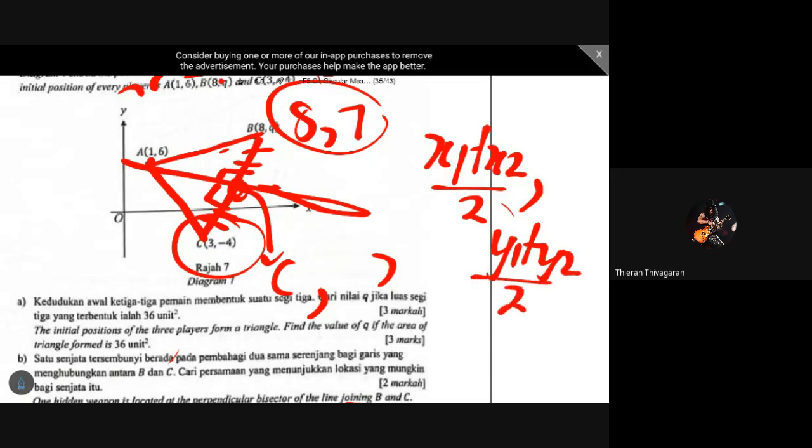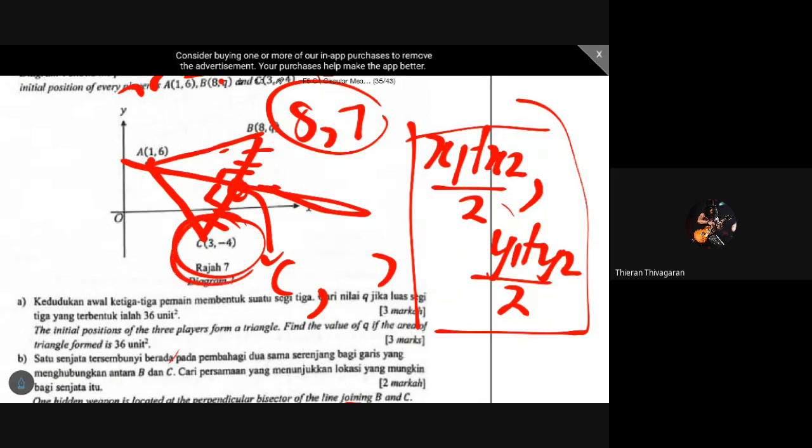Try to apply this formula. Cuba aplikasikan rumus ini. This formula is not provided guys, so kena ingat yang ni. Jangan lupa formula ni. Type for me your answer in coordinate form. Tulis dalam bentuk coordinate. 5/2, 11/2. Check your 5/2. Did you swap the position? Kamu tertukar ke? I think you changed the position already. See carefully: 8, 7 and 3, -4.